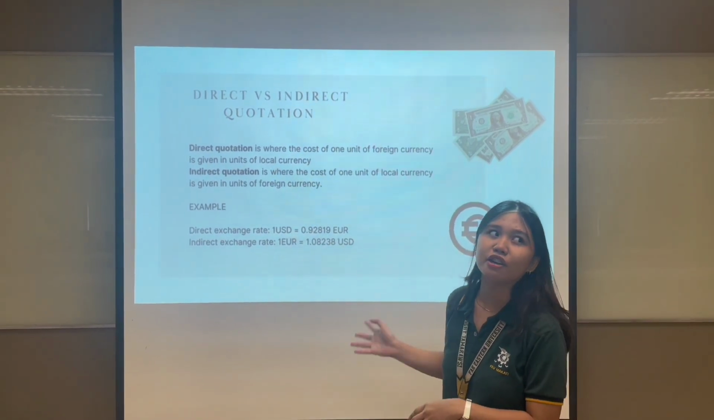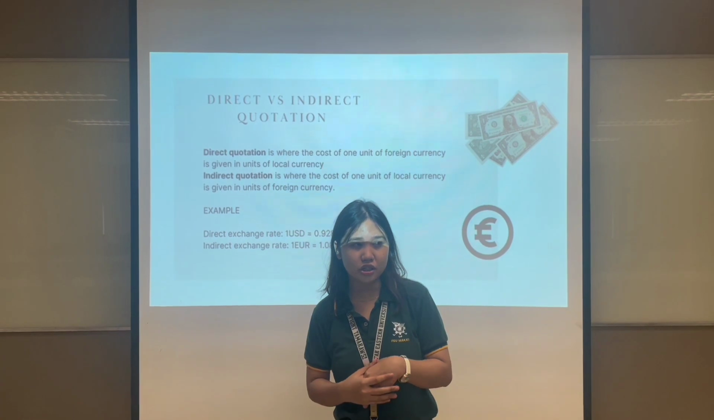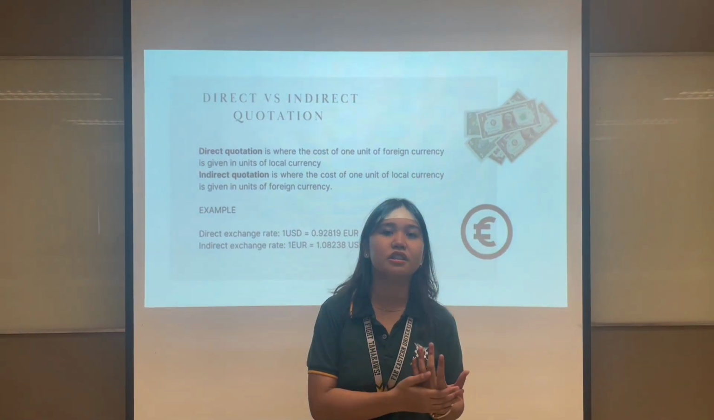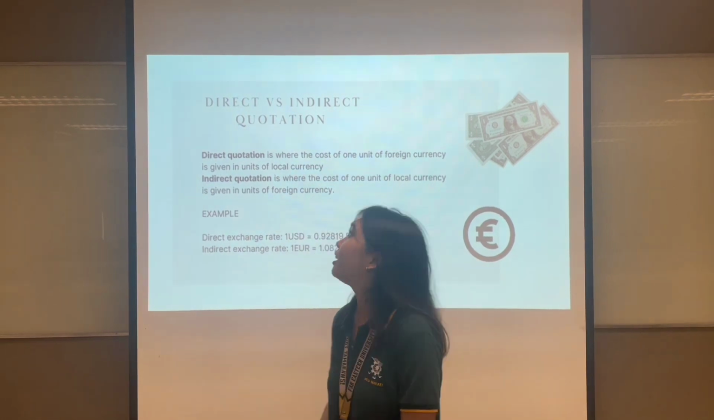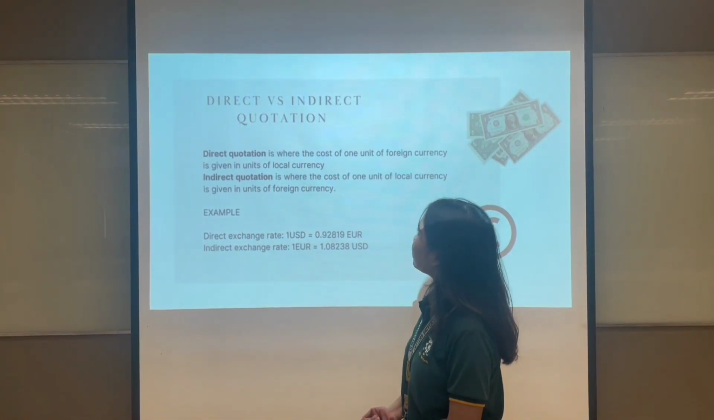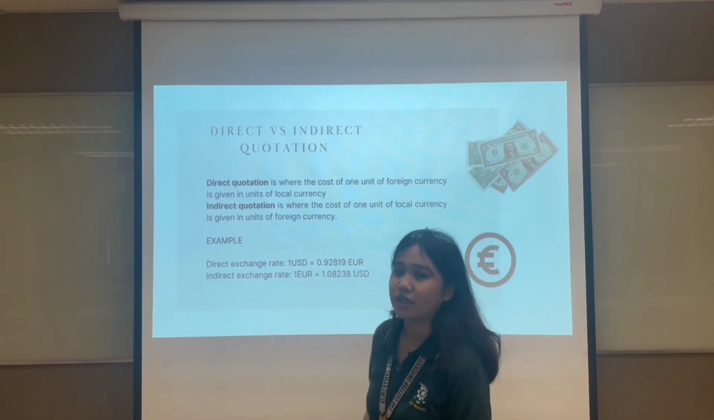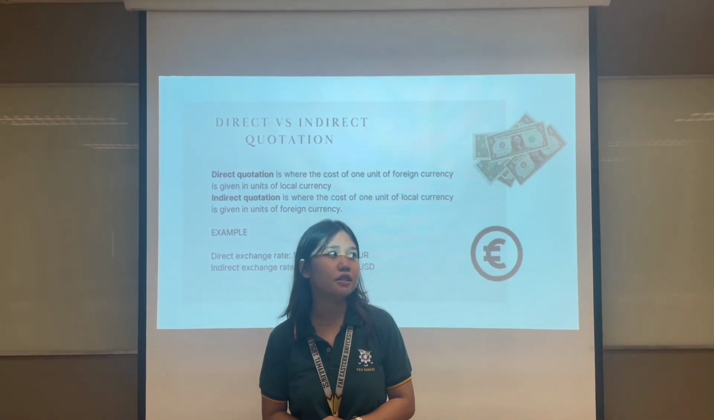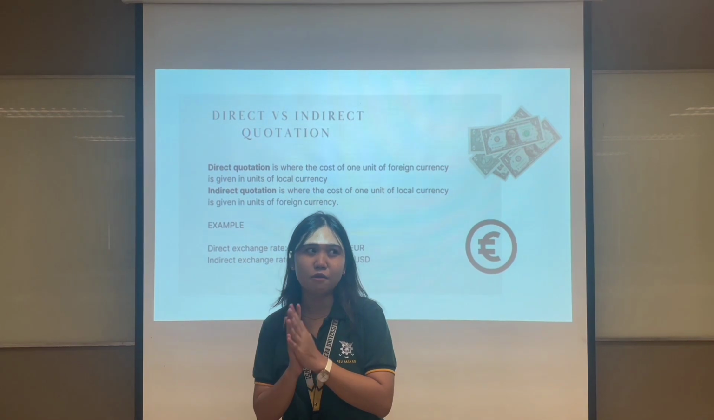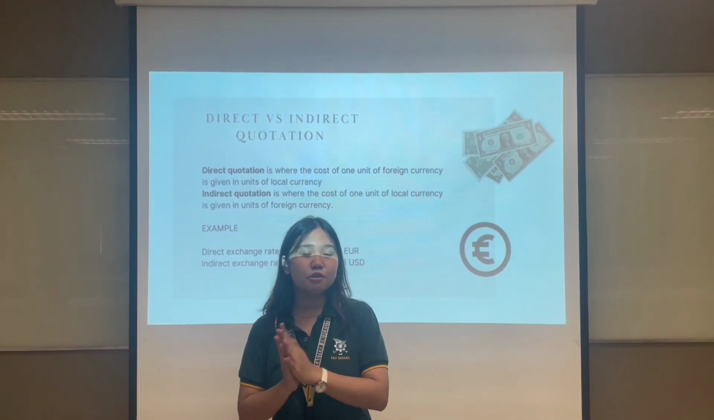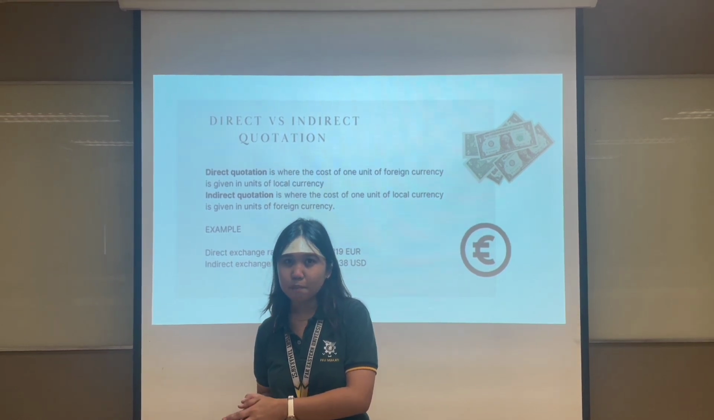So, next is the direct versus indirect quotation. So, ito, malaki yung part niya dun sa foreign exchange kasi dito magre-reflect how much one currency versus another currency. So, direct quotation is where the cost of one unit of foreign exchange is given in units of local currency. For example, $1 is dollar versus pesos. So, $1 today is equivalent to 55.1 peso.